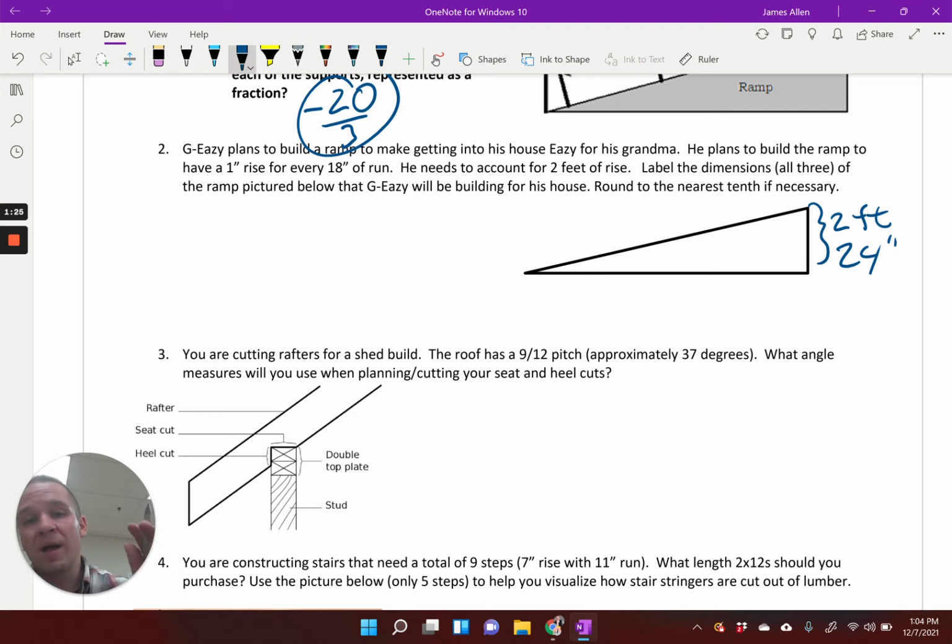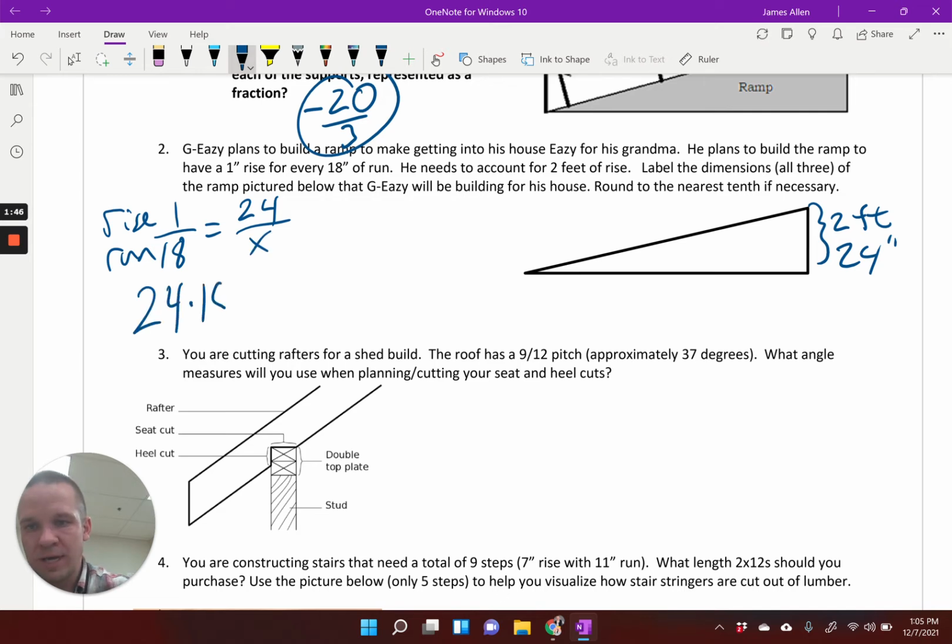So 1 inch of rise for every 18 inches of run. Some of you like to just multiply this out. I also like to set up a proportion: my rise over my run. I know my rise right now is 24 inches, so I will get my run by cross multiplying. 24 times 18 equals 1x. Plugging that into my trusty TI 84 Plus calculator, I get 432. X equals 432 inches.